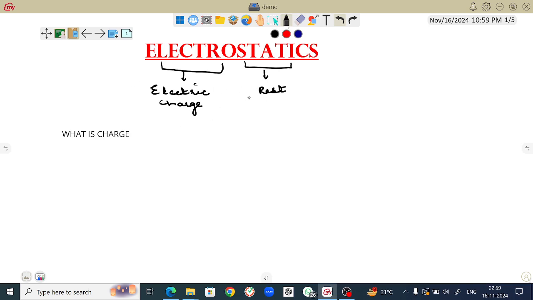Dear student, electrostatics is all around us, whether it's the crackling sound of static electricity when you take off a sweater, or the way a balloon sticks to a wall after being rubbed. So before moving forward, we have to know what electric charge is.